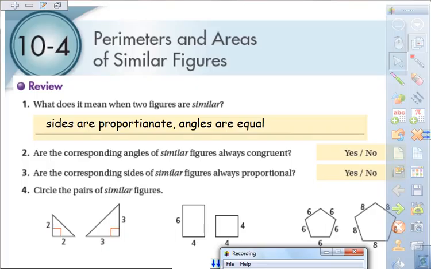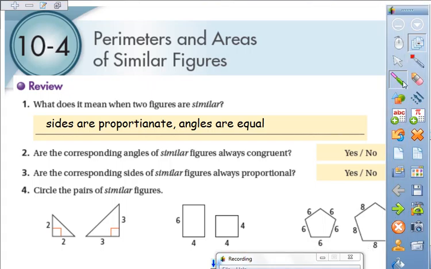This is lesson 10-4, perimeters and areas of similar figures. Here's some review. What does it mean when two figures are similar? Sides are proportionate and angles are equal. We learned that when we were working on our unit on similar triangles.